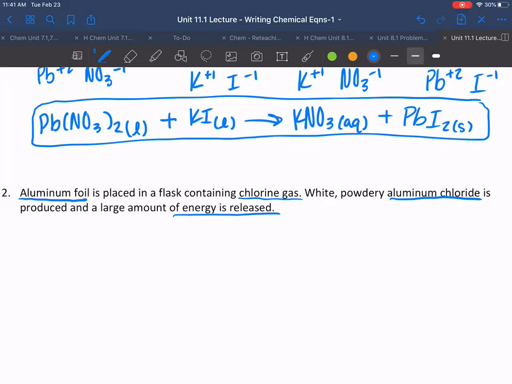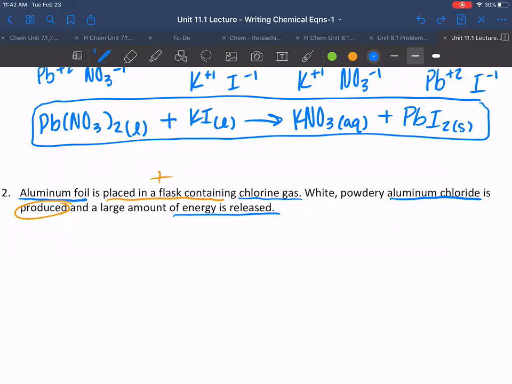because we also need to make sure that gets in our equation. So again, as we're reading, aluminum foil placed in a flask containing, that means it's going to be added to chlorine gas. And then it says that aluminum chloride is produced. So what side of the arrow does aluminum chloride go on? The right side, because it's produced, okay? What do you guys think about the term energy is released? It also goes on the right side because it is produced, it's released into the environment after this reaction takes place. So let's start writing the equation here.